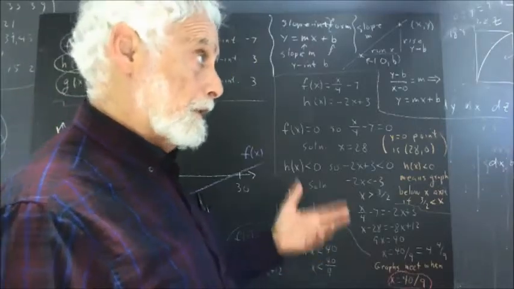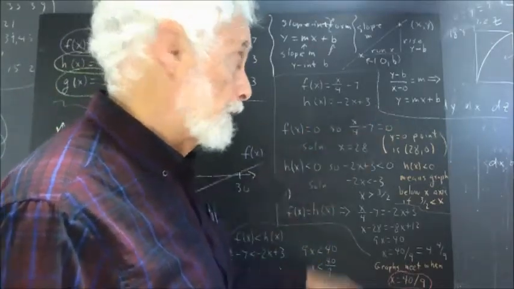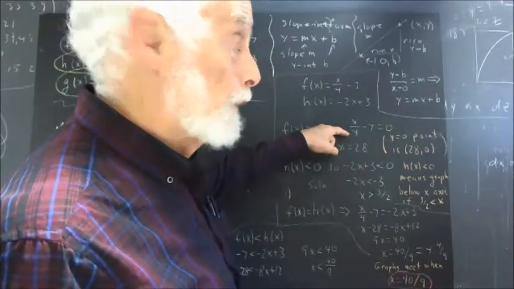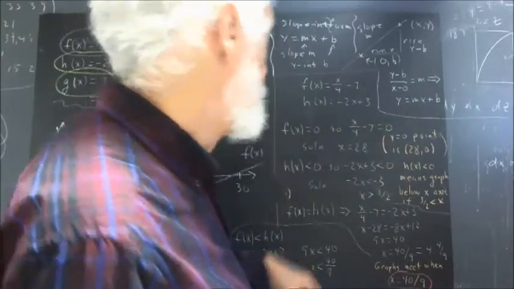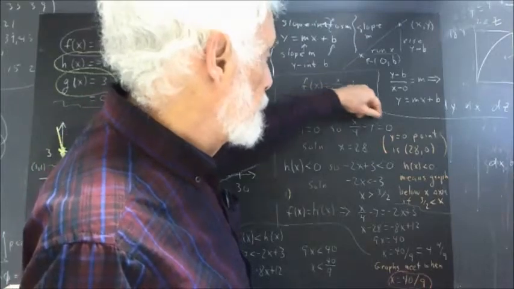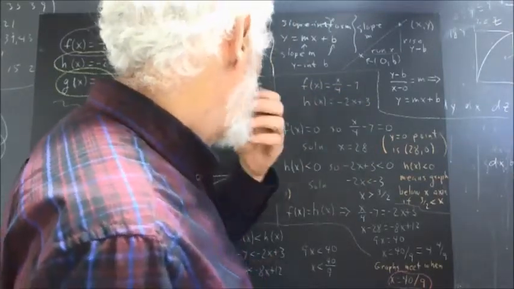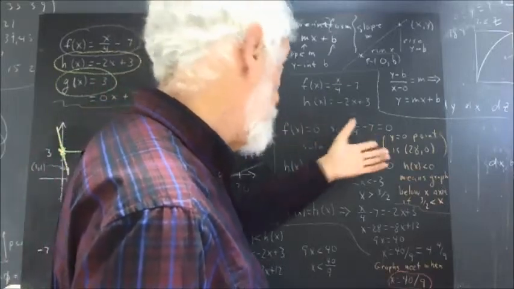I recommend, as always, if you have denominators, you multiply through by a common denominator. The only denominator we have is 4, so we multiply everything by 4, and we get x minus 28 equals 0, so that x equals 28. Now this tells us something about the graph, but I'll get to that in a little while here.